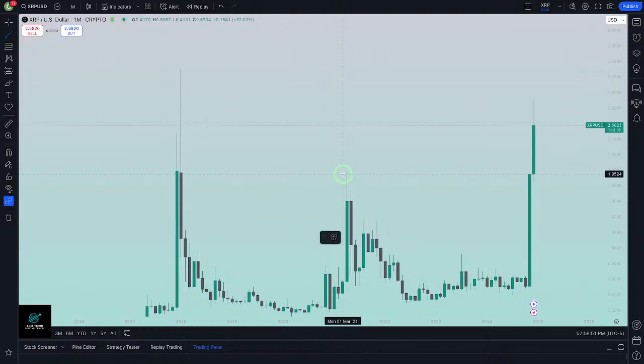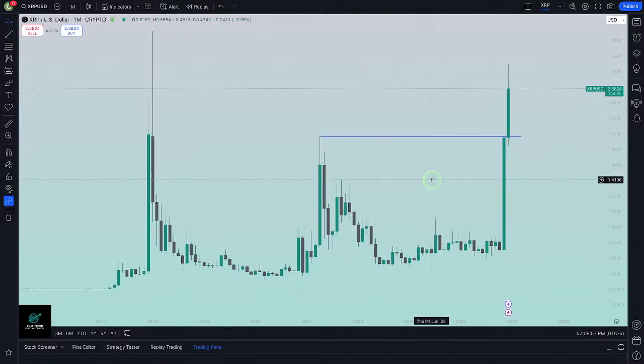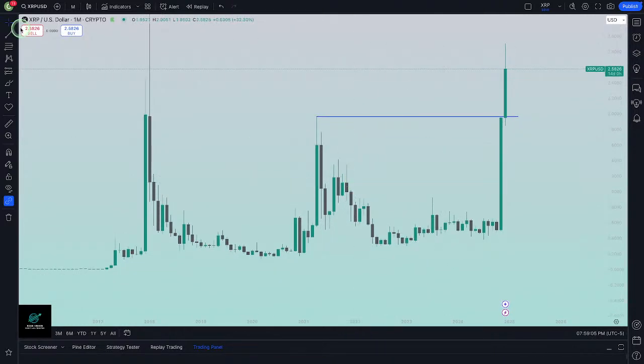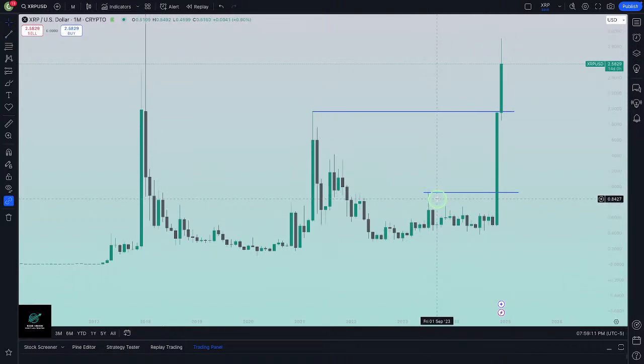For example, look at this old high right here. This is what? Buy side liquidity. It's a liquidity pool in the market right there. When we was down here in the market, this was a premium liquidity pool above the market. Or even right here, when we was right here, this was a premium liquidity pool. So there's different PD arrays.